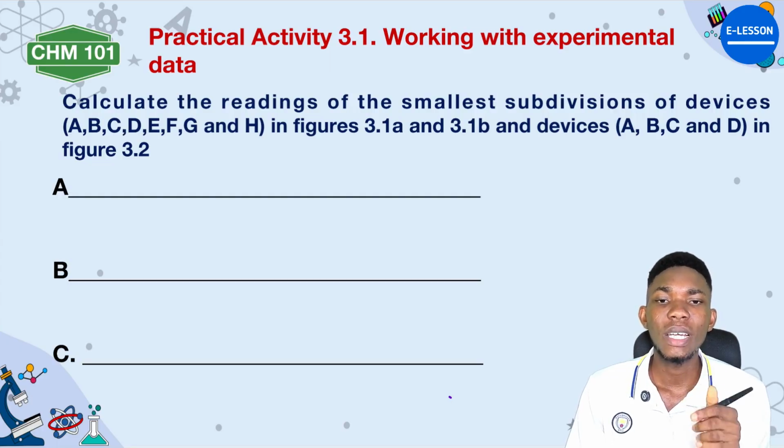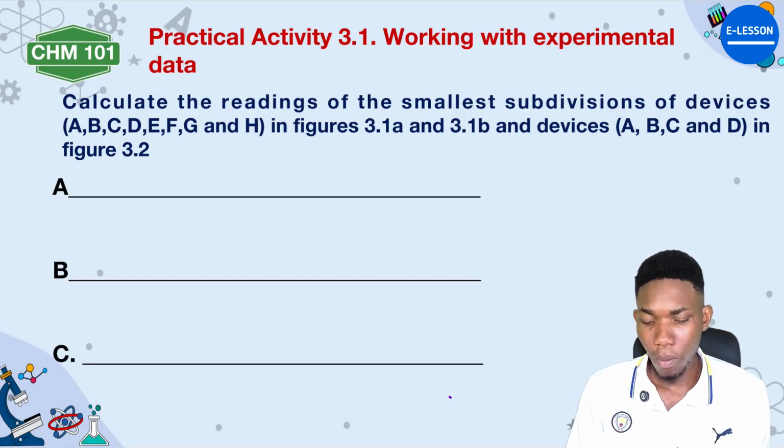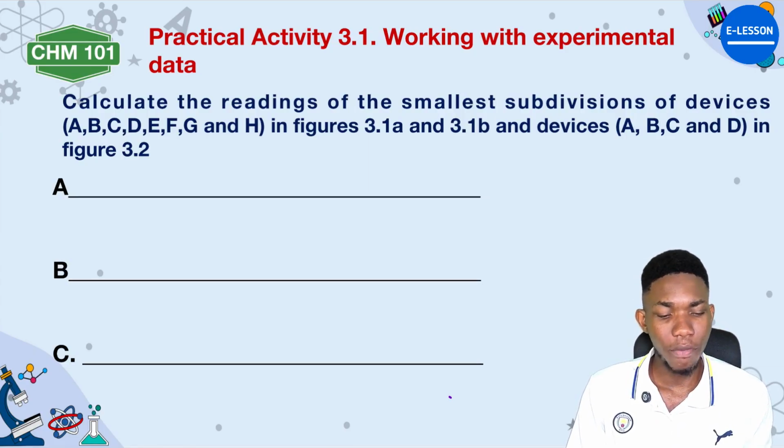So the question is, calculate the readings of the small subdivisions of devices A, B, C, D, E, F, G, and H in figure 3.1a and 3.1b, and devices A, B, C, and D in figure 3.2. Now, if you check your manual, on page 15, you have 5 cylinders there. They are labeled A, B, C, D, E.